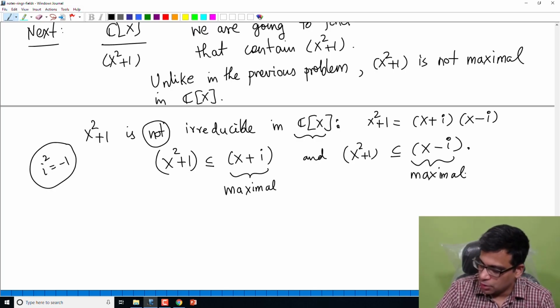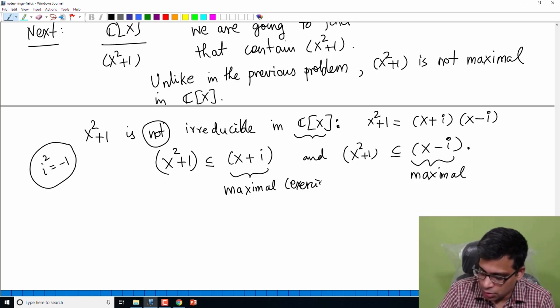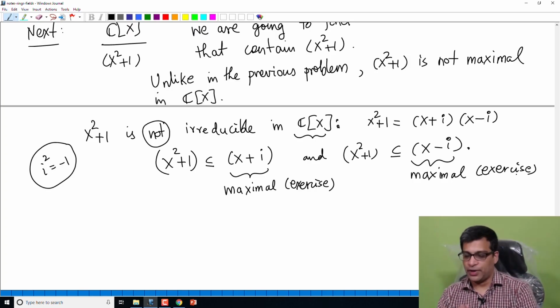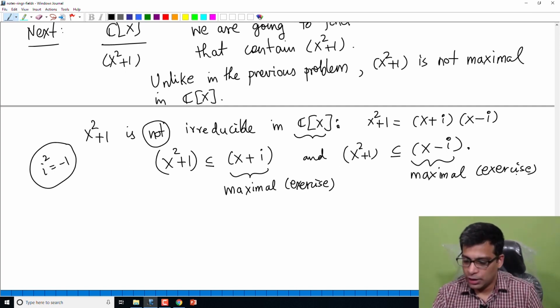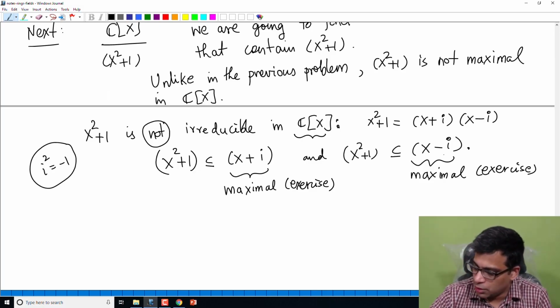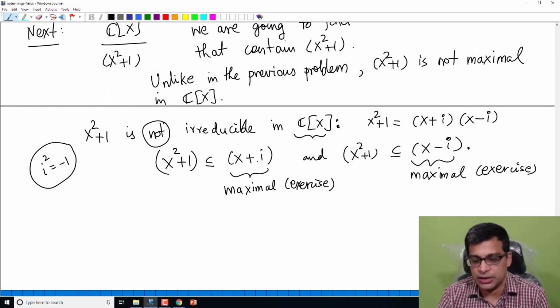This is also maximal. So this I will leave for you as an exercise. Again, using the fact that I told you, which was in fact an exercise, that a principal ideal generated by a polynomial f is maximal if and only if that polynomial is irreducible. Here the ideal is generated by x plus i, and x plus i is in fact an irreducible polynomial. You can clearly check that. It's a degree 1 polynomial. You cannot possibly factor it as a product of 2 positive degree polynomials. So this is irreducible, x minus i is irreducible, so the ideals generated by them are maximal.